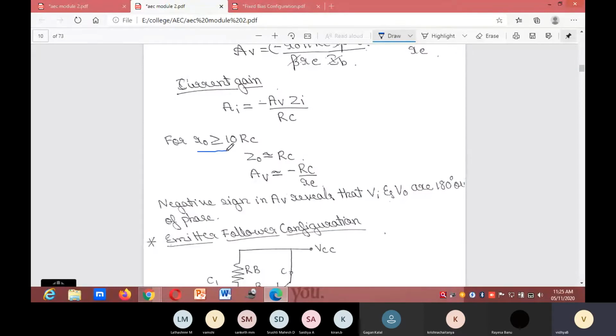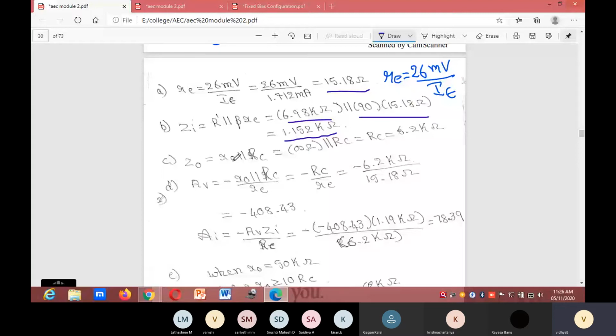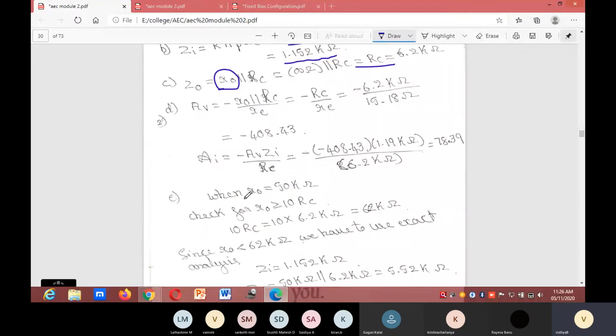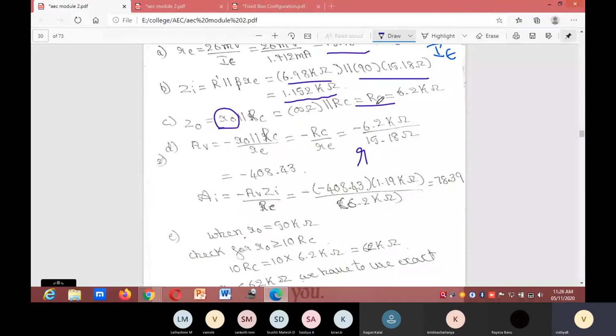If R naught is greater than or equal to 10 times RC, then Z naught is equal to RC. Here we are considering R naught as infinity. They have given in the question R naught as infinity, so it is equal to RC, because R naught is greater than 10 times RC, since R naught value is infinity. So you will get RC only. Z naught is equal to RC only. RC value is 6.2 kilo ohm.